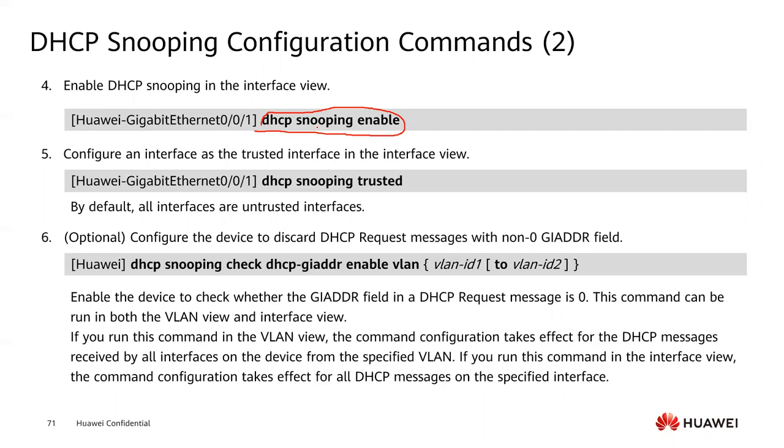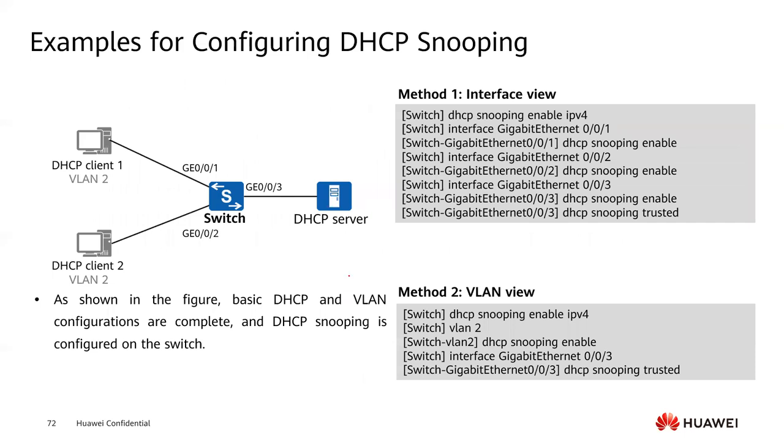But for the interface connected to the DHCP server, you need to add an extra command, which is DHCP snooping trust. And if you want to use DHCP snooping to prevent some network attacks, you can use this command, DHCP snooping check dhcp-giaddr.